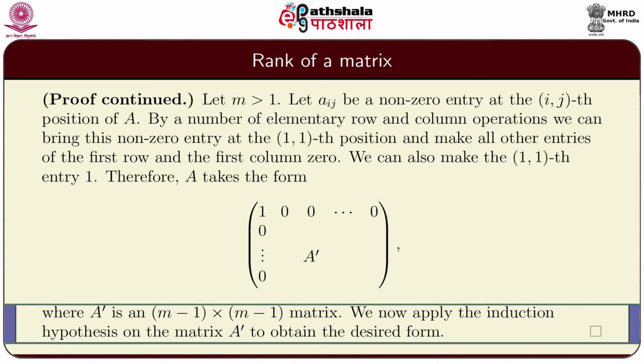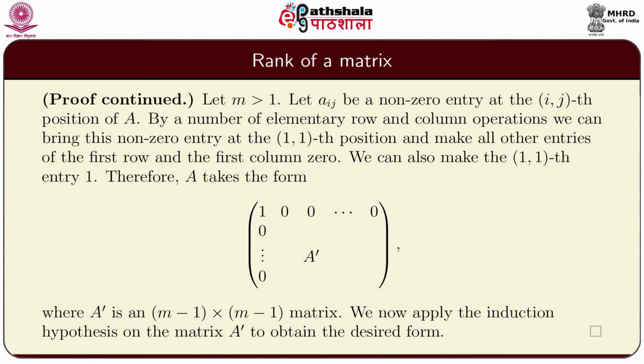Therefore, A dash has m minus 1 rows, and we can apply the induction hypothesis on A dash to get that desired form, the form D, and then it gives us the required form D for the matrix A. This proves the theorem.